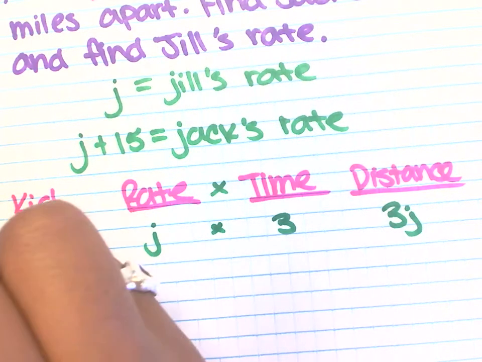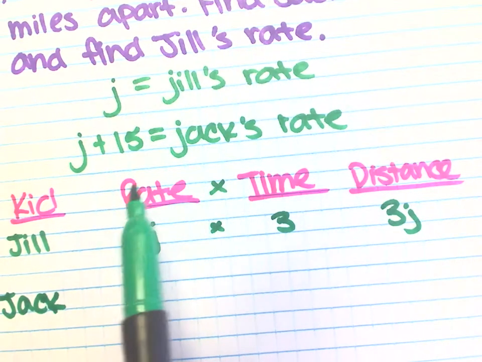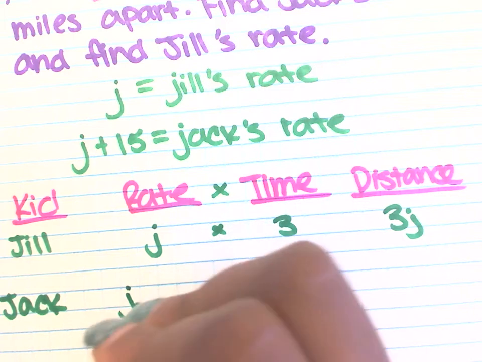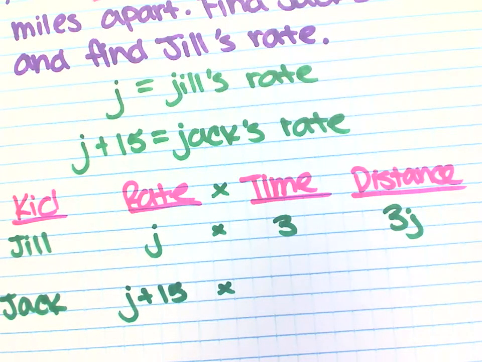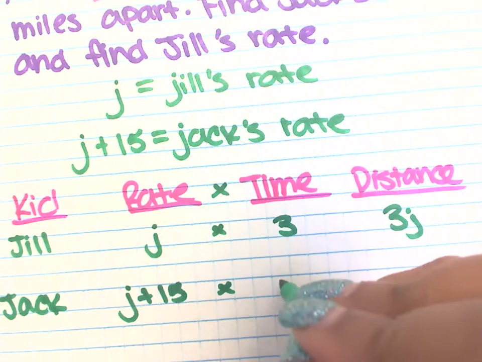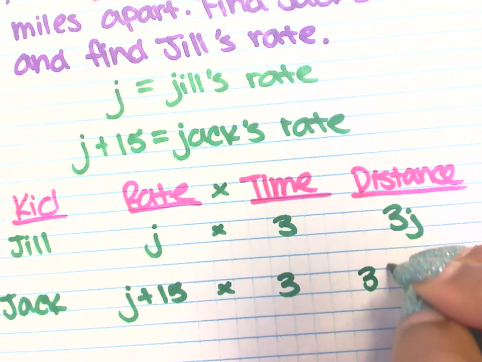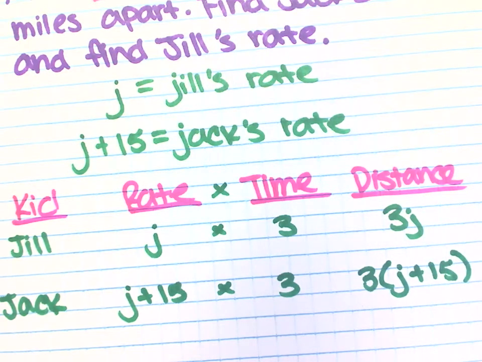All right, let's look at Jack. What did we say was Jack's rate? Jill plus 15. Jill's rate plus 15 because he drives 15 miles faster, times how long was he driving for? 3 hours. They were both driving for 3 hours. So distance is 3 times the quantity of J plus 15. It's multiplying those two.